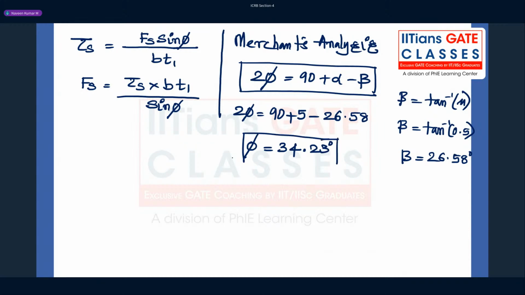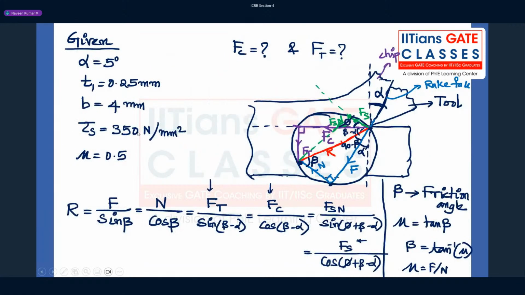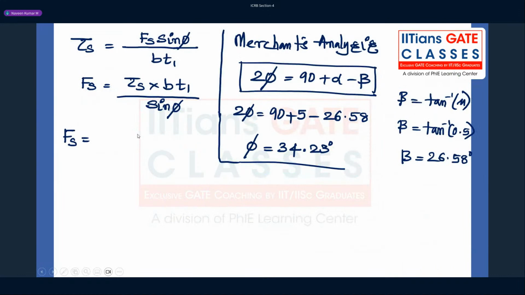Okay, and this is phi. Once we have phi, we can use it to calculate Fs, right? Let's do the Fs. Fs is equal to, what is tau s here? Tau s is 350 Newton per meter square. So 350 Newton per mm square is nothing but 350 megapascal.